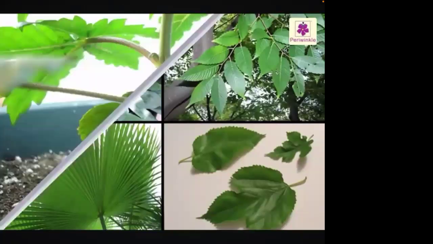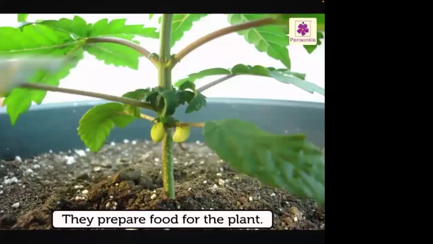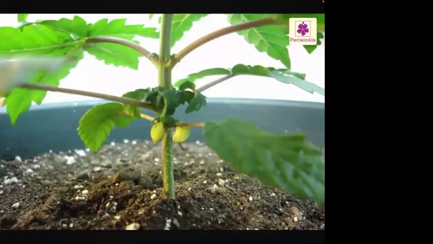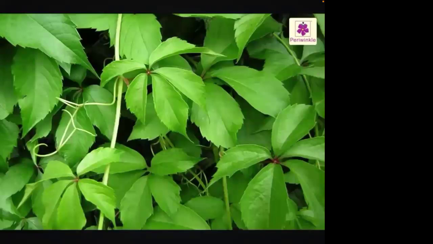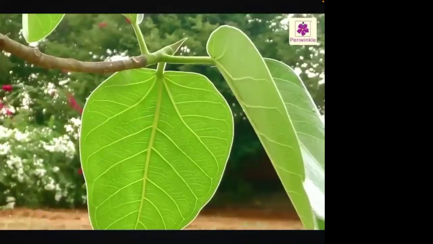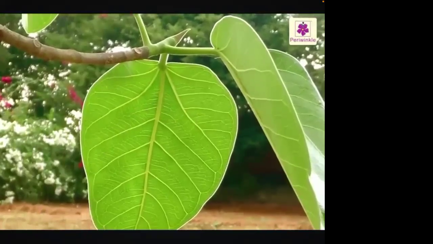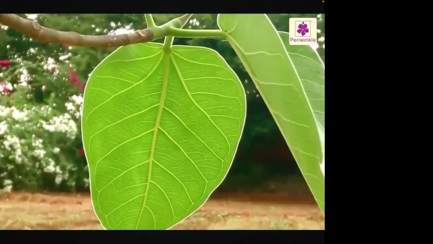Leaves come in all shapes and sizes, but they all have one function in common. They prepare food for the plant. Most leaves are green, thin, and flat. The green color of the leaf is due to the presence of a substance called chlorophyll. The leaves are flat and thin, so they can trap as much sunlight as possible.